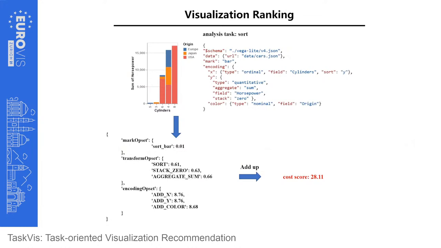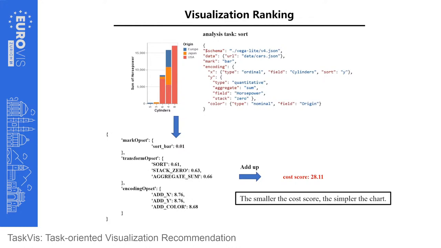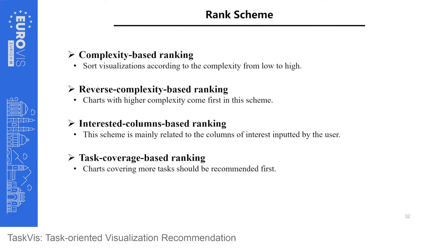For example, given a bar chart when analyzing sort task, we can get the following cost set and finally compute the cost score by adding up the score for each component. Obviously, the smaller the cost score, the simpler the chart is. On the basis of scoring, we design four rank schemas.